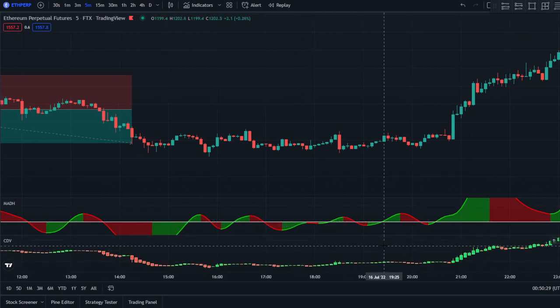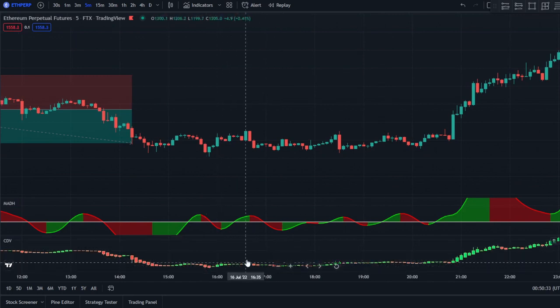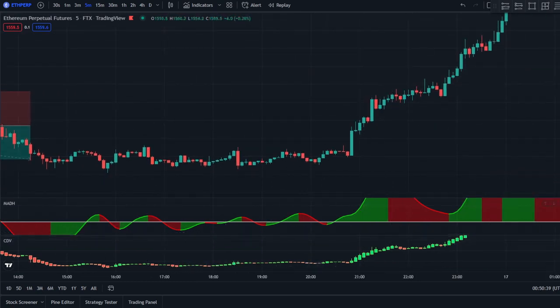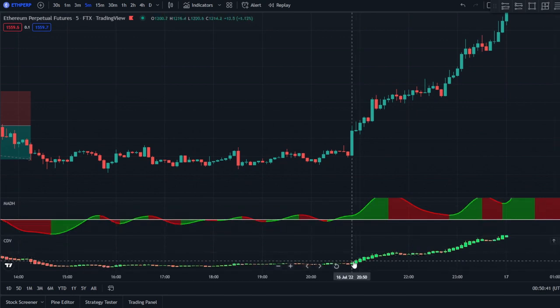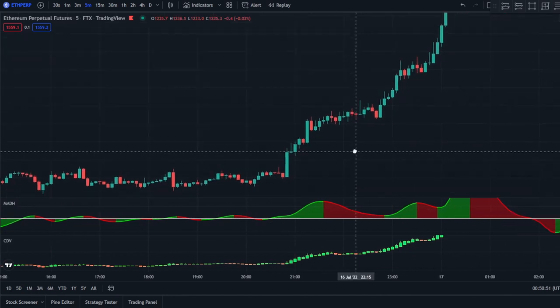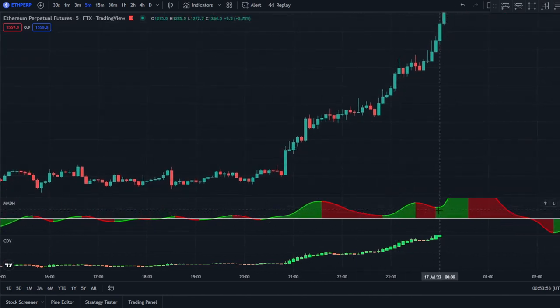And you can also look at the CDV indicator. If it's relatively flat, it just means that there's not a lot of buyers and sellers controlling the direction of the price. If there's a lot of buying pressure, you can see that the candles of the CDV are bigger, and you can also look at the MADH indicator. You can see that the move up is so much bigger. So these are the type of moves that you like to take.